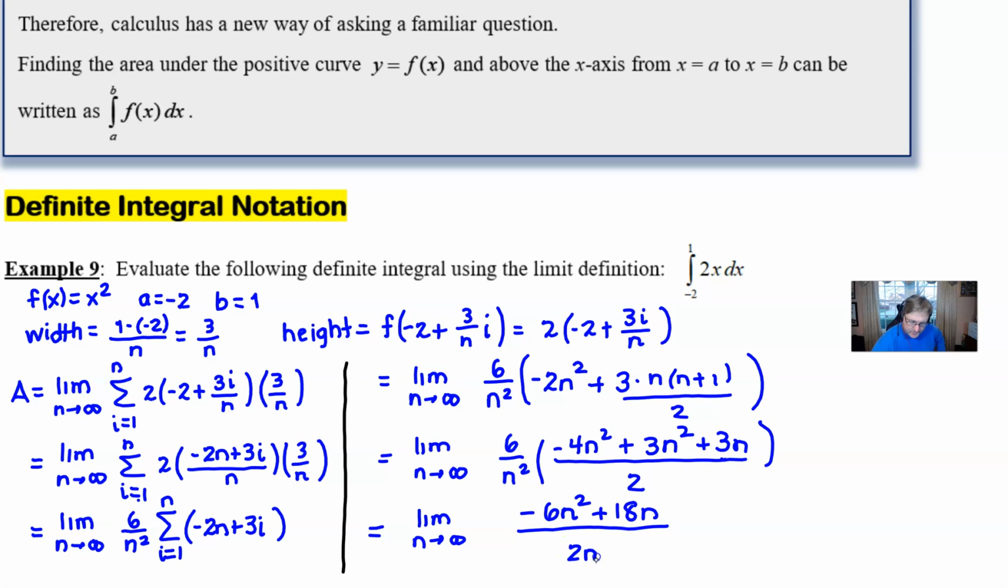is 2n squared. And then finally, we agree that the degree on top and the degree on bottom are the same. So we divide the coefficients in front of those terms. Negative 6 divided by 2 is indeed negative 3. And that will serve as the answer to this particular problem.